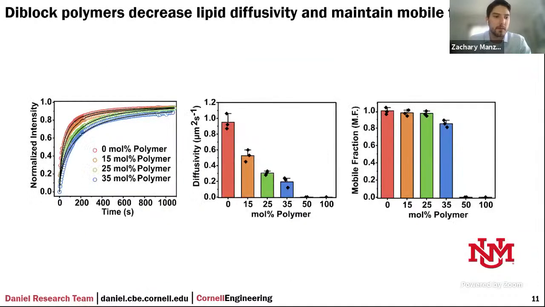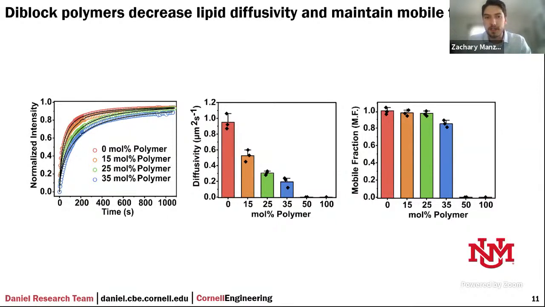We can track these over time. In the left graph, we just have the normalized intensity as a function of time. You can see that the behavior is largely the same as we increase in percent copolymer. But when you actually calculate the diffusivity, what we're seeing is a steady decrease in diffusivity up until 50%, at which we no longer see mobility. This might mean that as you increase percent copolymer, the polymer is actually preventing lipids from moving.